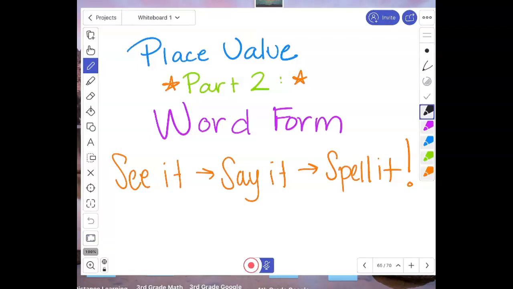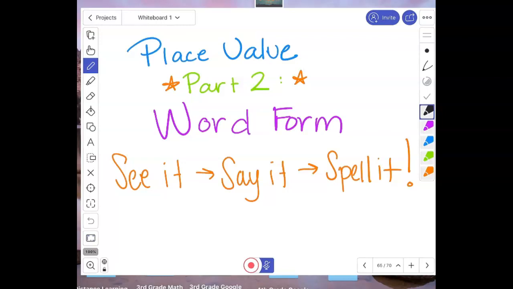Okay, so in part one, we talked about our place value system, the block form, the unit form, and the standard form. Now we're going to focus on one additional form, and that's called word form. And it's not super difficult. The hardest part is making sure that you spell things right. So one of the things that you're going to have available to you is a spelling list of number words to help you with your spelling.